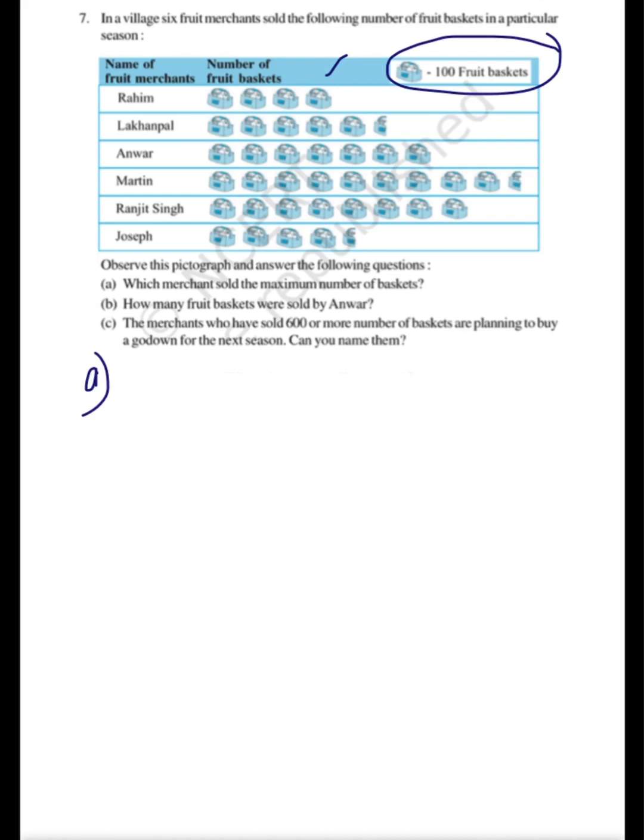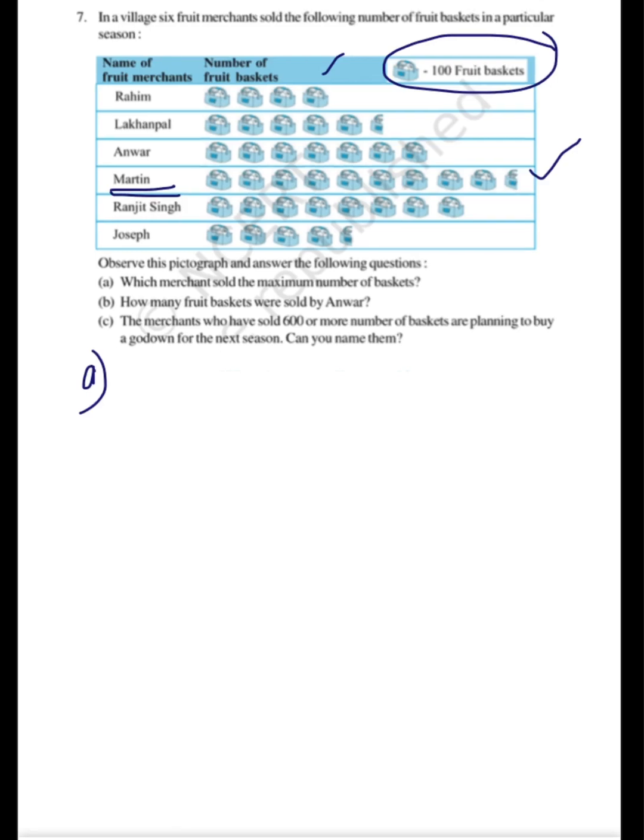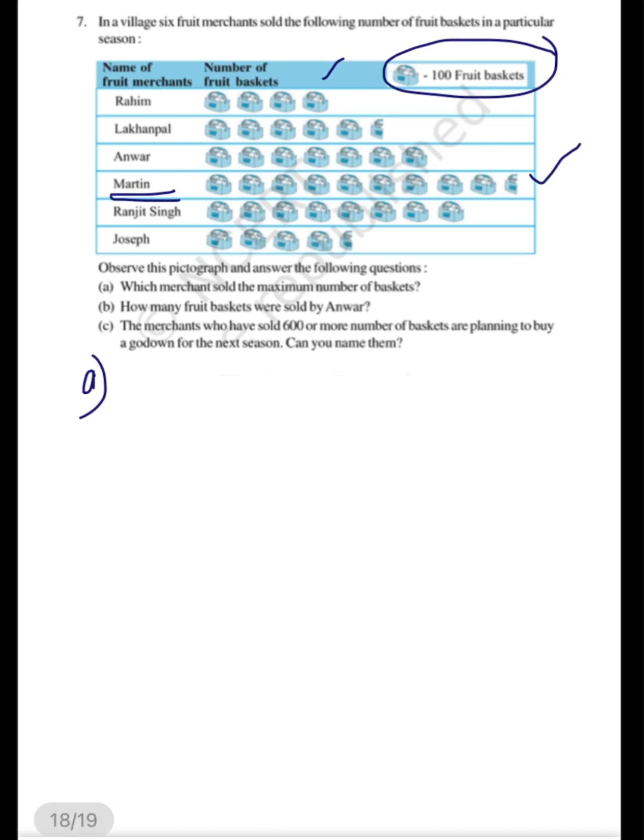Okay, so by seeing this pictograph, you can see that this represents the highest number of fruit baskets. That means this merchant sold the maximum number of fruit baskets. Martin sold the maximum number of baskets. So the answer for this question will be Martin, because here you can see that the maximum number of baskets is represented in Martin's column.